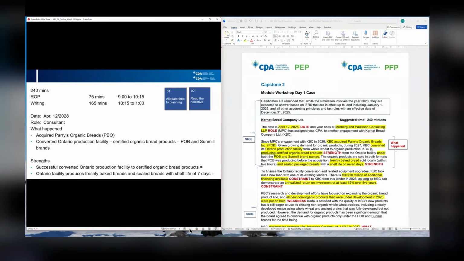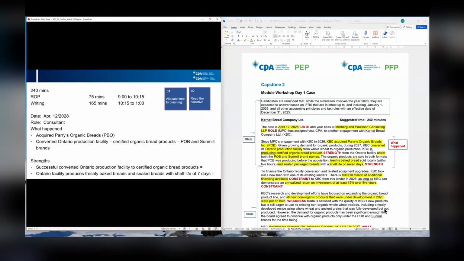And already they have 2 strengths that I'm going to include under my SWOT analysis. So those strengths are they've successfully converted the Ontario production facility to certified organic bread products. Now you notice I've included an equal sign. And the reason I've done that is that's my reminder. I need to go back when I write my response and include the why and the impact. Another strength is the Ontario facility produces freshly baked breads and sealed breads with a shelf life of 7 days. So again, the equal sign is just a friendly reminder for me to go back and include the why and the impact, but I'm going to remove that equal sign.